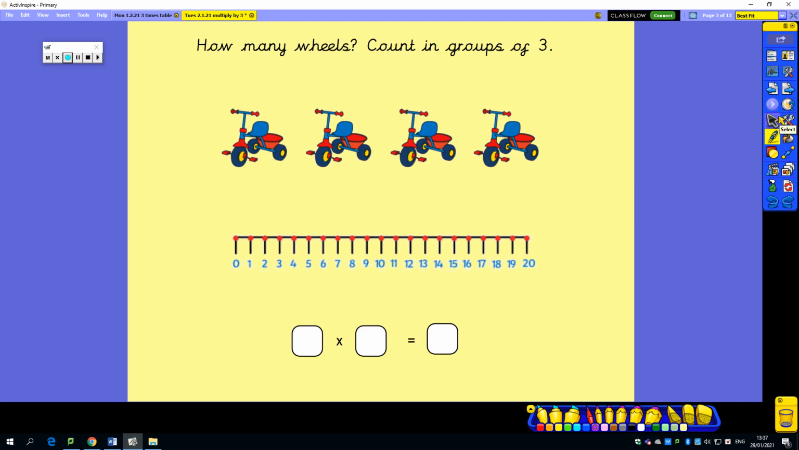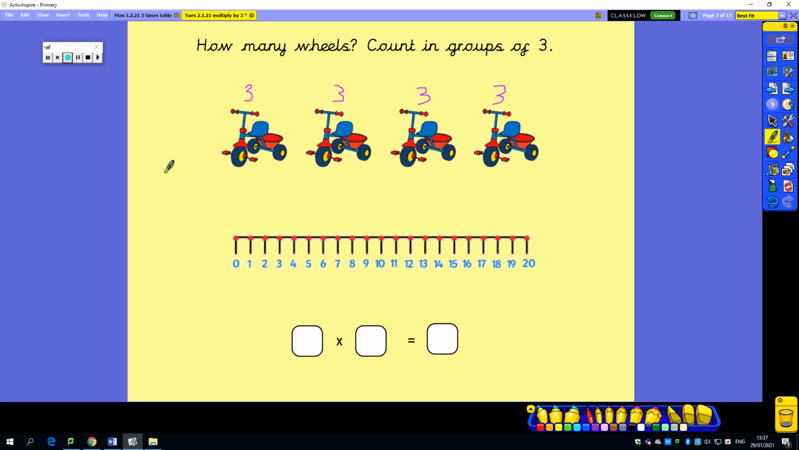Okay, so we're going to do some multiplication now, and we want to find out how many wheels we have got all together. And each tricycle has got 3 wheels, so we're going to need to count in our 3s, because this one's got 3 wheels, this one's got 3 wheels, as has this one and this one. So we've got 4 tricycles and they've got 3 wheels each. So let's count in 3s. 3, 6, 9, 12. So we've got 12 wheels all together.